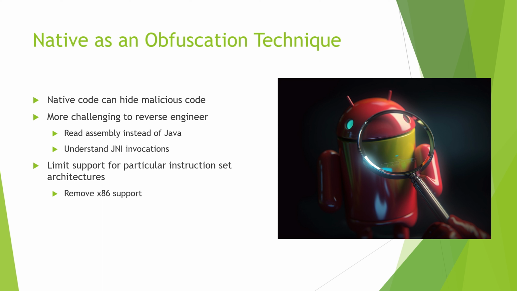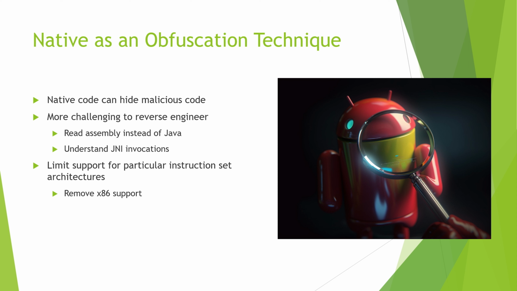So let's move on to why we would use native code as an obfuscation technique. So we want to be able to hide the presence of additional malicious code within an application, and native code is really effective for doing this, because since an Android application is generally written in Java code, this is very simple to reverse engineer if you're just using one of the public decompilers like JADX, for example. But it actually becomes a lot more challenging when you're using native code.